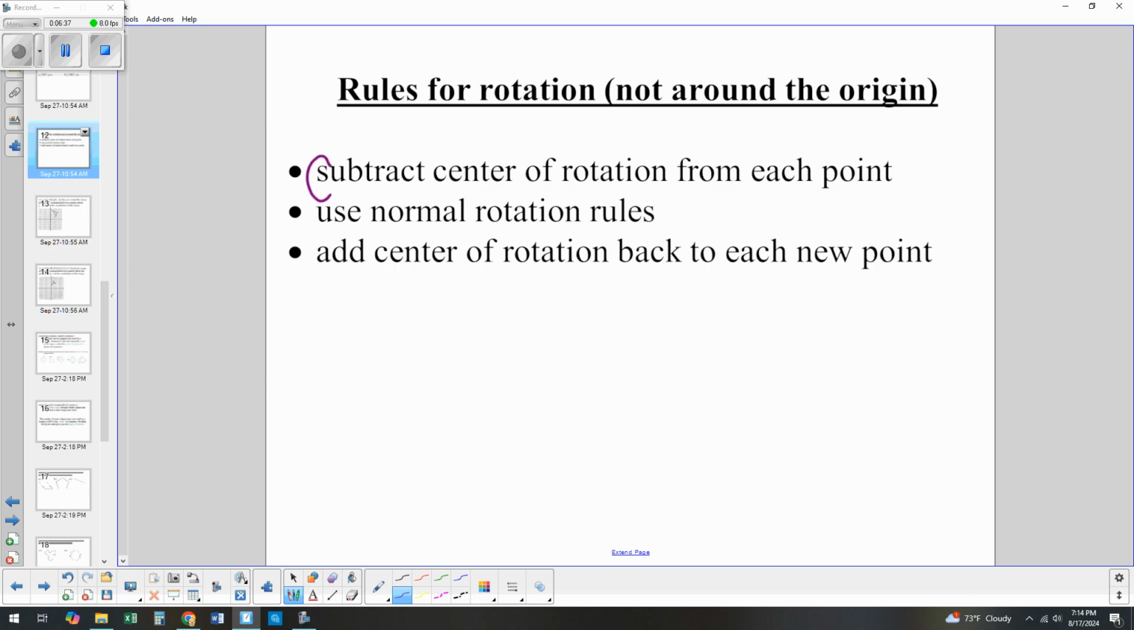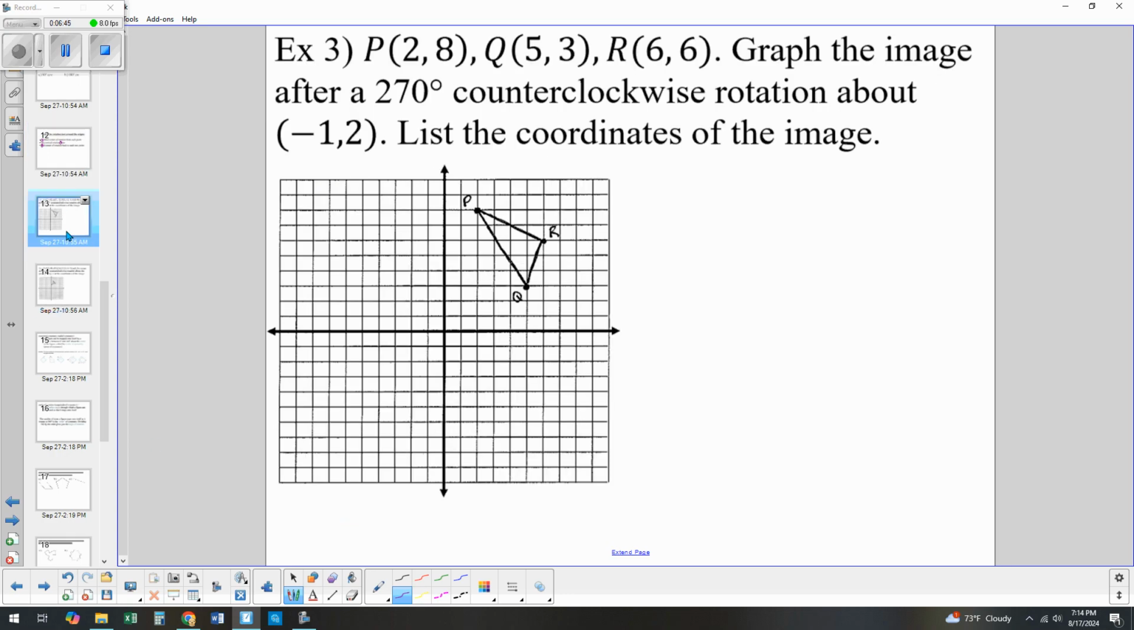So SRA: subtract, rule, add. So if these are my original points, and on a graph after a 270 counterclockwise rotation about (-1, 2). So this is my center of rotation.